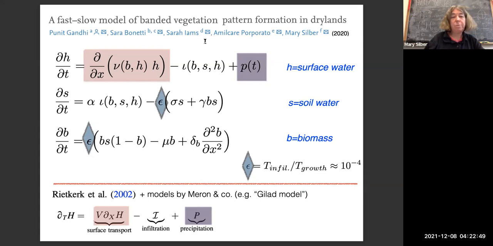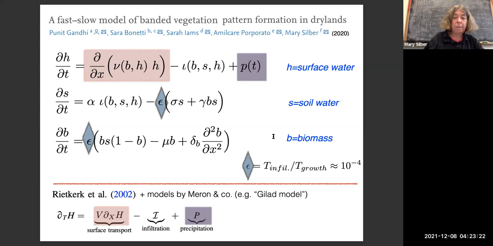And we were fortunate to get some help from a couple of hydrologists or eco-hydrologists, Amilcare Porporato and Sara Bonetti. So they helped us with trying to come up with something reasonable for the hydrological part of the modeling, and also how do we choose parameters and things like that. This model follows surface water flow, soil water content, and biomass in a PDE setting.